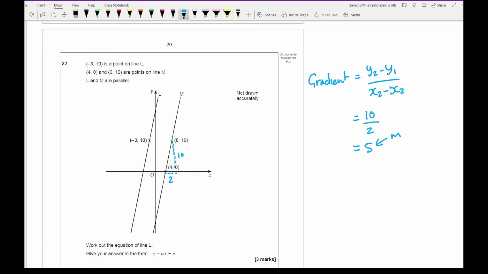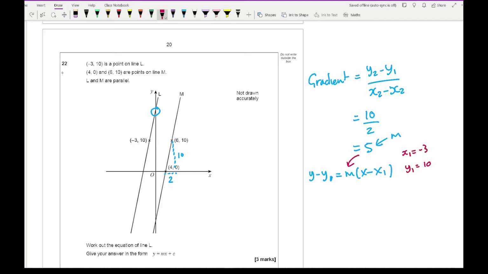The next thing I then need to do is to work out where it's going to cross the y-axis to work out what c is. Now again, depending on if you've been taught this, you can use the formula y minus y1 equals m(x minus x1). We know that m is equal to 5. I can substitute that in. And for x1 and y1, all I've got to do is use those coordinates. So x1 is going to be equal to minus 3, and y1 is going to be equal to positive 10, and then you can just rearrange to get it.